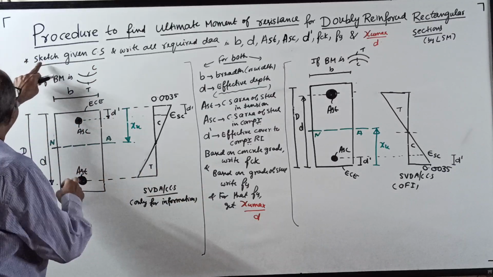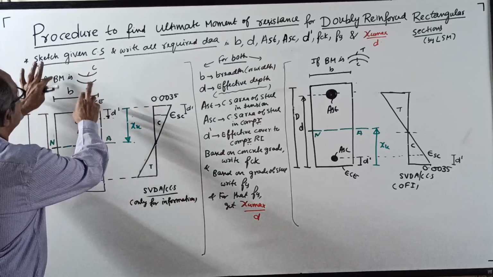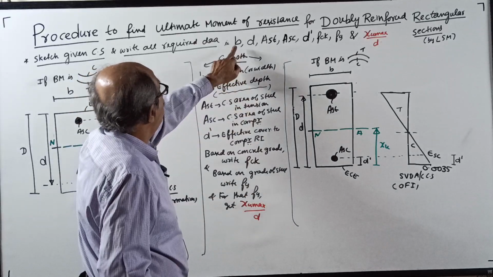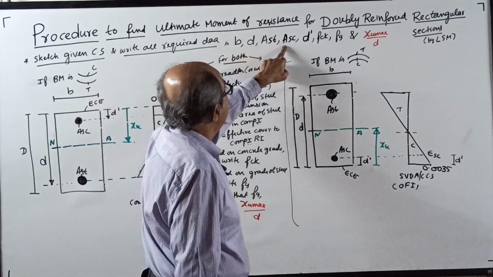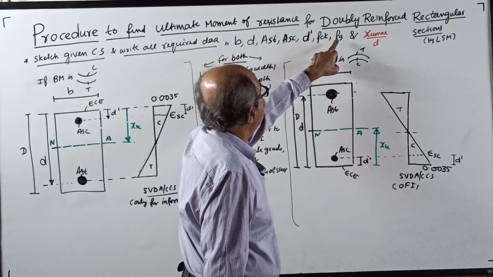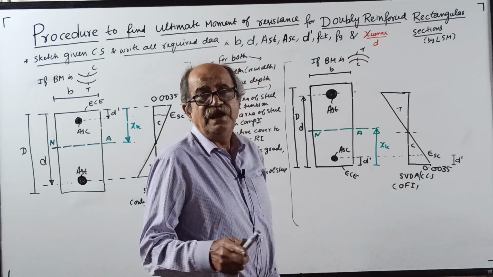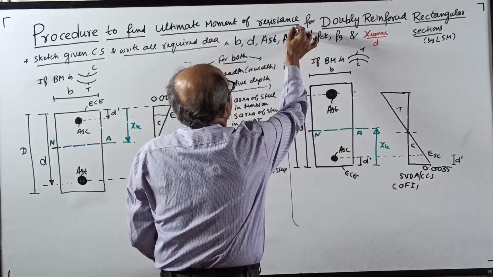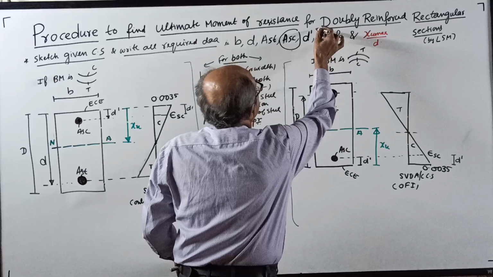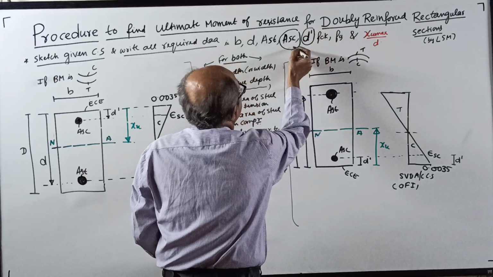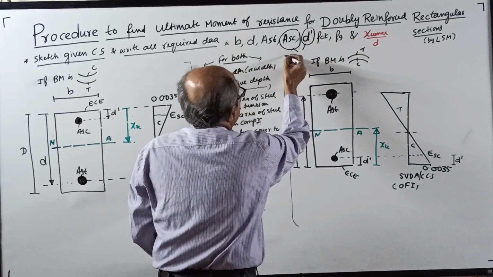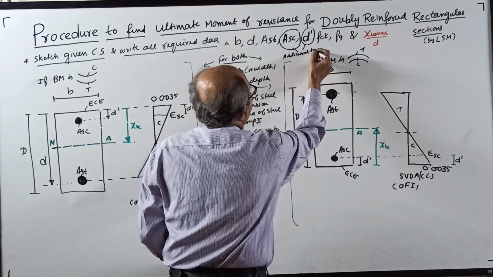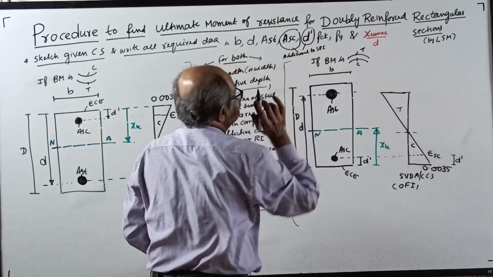First step, sketch the given cross section and write all required data. What all do you require? B, D, AST, ASC, D dash, FCK, FY, XU max by D. If you check against the singly reinforced section, these two are extra. This is additional. You can write it here. These two are additional to the singly reinforced section. Okay.